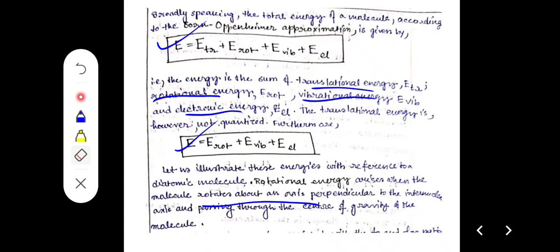Born-Oppenheimer approximation: the total energy equals E translation energy plus E rotation energy, E vibration energy, plus E electronic energy. As we know, E translation energy is quantized, so we can say total energy equals E rotation, E vibration and E electronic energy. Rotation energy is generated due to rotation of the molecule. Vibration energy is generated due to vibration of the molecule. And the energy generated by electronic transition is termed electronic energy.